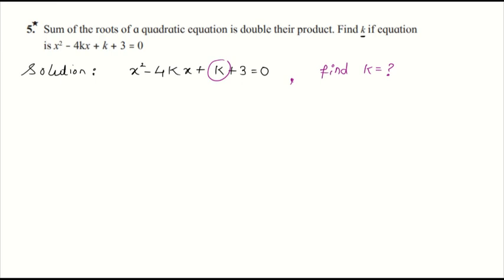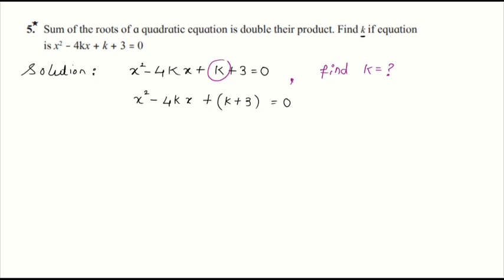So let us make this equation a little easy. How can we do that? x squared minus 4kx, and we will pair this k plus 3. Okay, k plus 3 equal to 0.